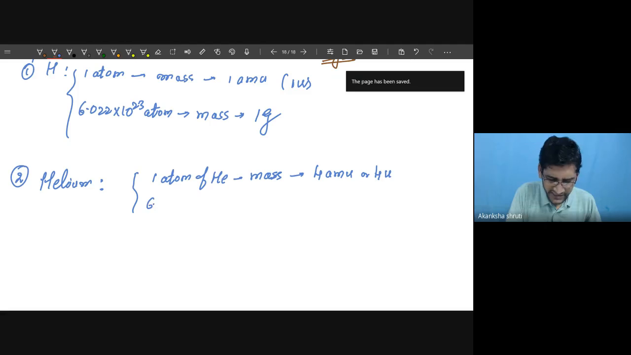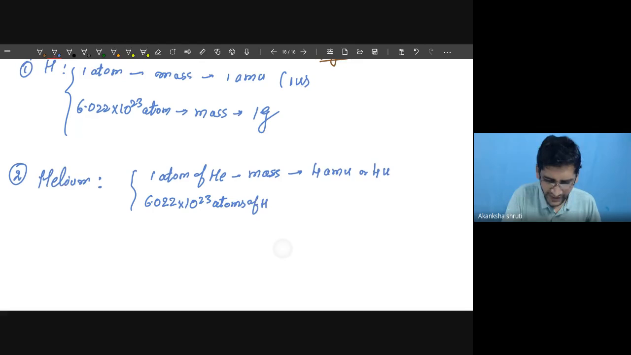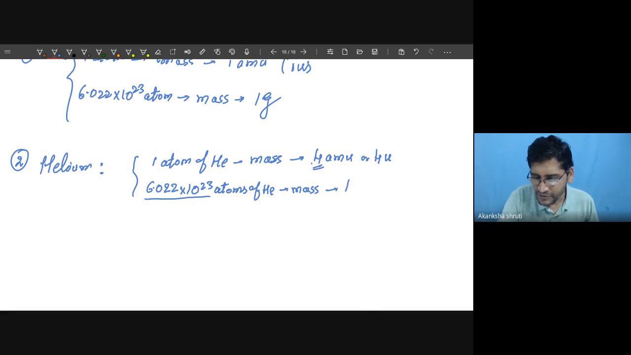But if you are taking 6.022 into 10 to the power 23 atoms of helium, then what will be its mass? Can you tell? Yes, student, tell me. Mass of this much atom will be nothing but the same 4, but here you have to use the unit gram. 4 gram. Yes, it will be 4 gram.